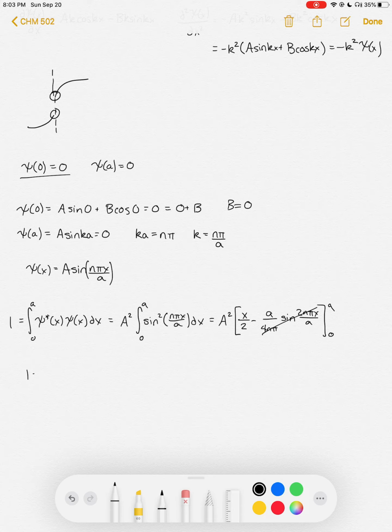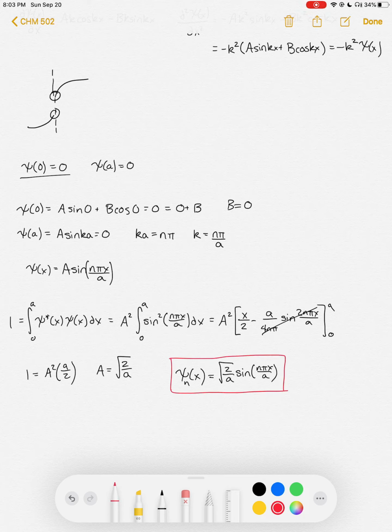So this gives us 1 is equal to A squared times a over 2. We're simply going to rearrange that and solve for A, and end up getting A is equal to the square root of 2 over a. So our total wave function is equal to the square root of 2 over a, and then sine n pi x over a, where n is any integer. And these are the solutions to the particle in a box.